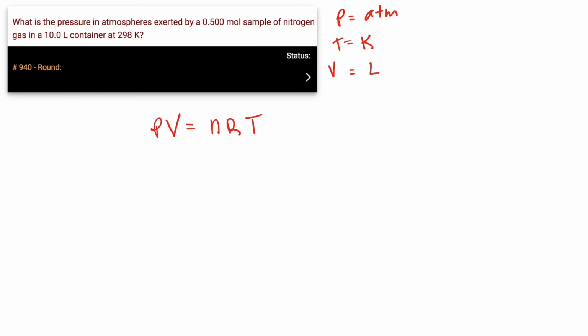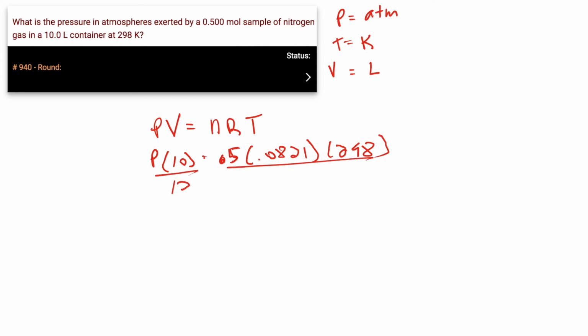So pressure is question mark. Volume is 10. N is 0.5. R is the ideal gas constant from your textbook, 0.0821. And T is 298. All right, so then you're going to divide all that business by 10.